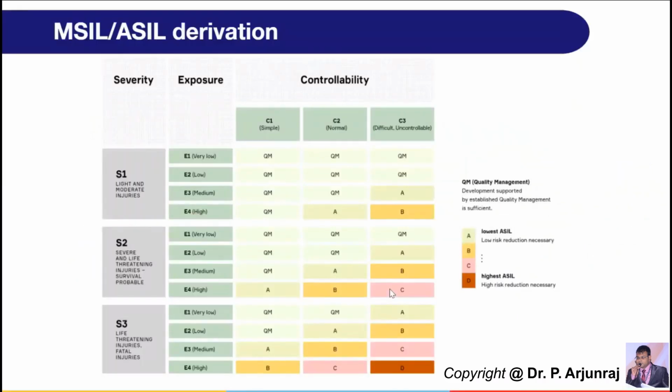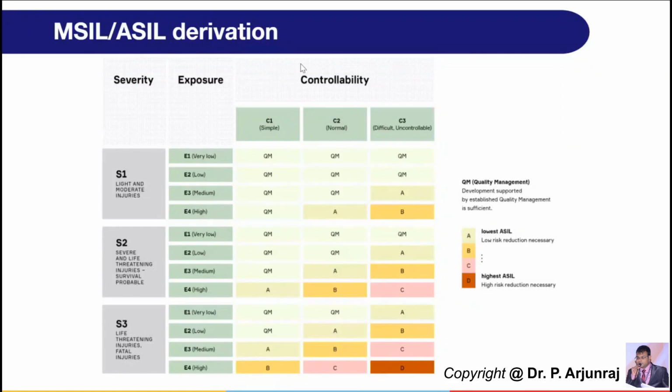Now, before going further, we know that we have severity, exposure, and exposure is nothing but the probability or the frequency, as shown in the previous slide, and then the controllability. We have 3 levels in severity. S1 is light and moderate injuries, S2 is severe and life-threatening injuries, where the probability of survival exists, and S3 is life-threatening injuries and fatal injuries. When you say exposure, we have 4 levels in exposure, ranging from very low exposure and medium exposure to high exposure.